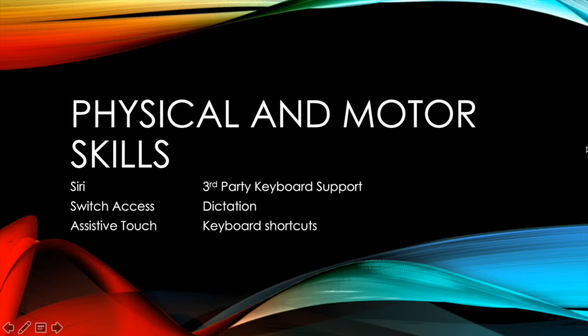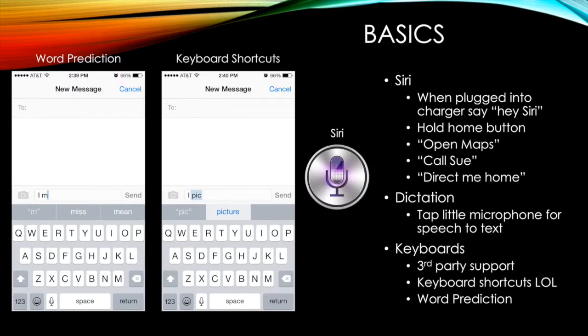Now let us go over physical and motor skills support. Our basics include Siri, dictation, and specialized keyboards. When hooked up to a charger, you can say, "Hey Siri," without touching your phone, and Siri will activate. From here, you can say open maps for directions, call mom to start up a call, or even open your favorite apps. Dictation can be accessed from the dictation button on the keyboard located here. It looks like a small microphone.